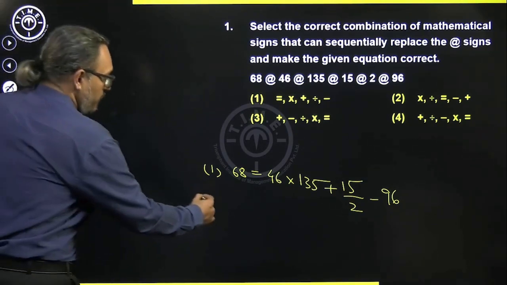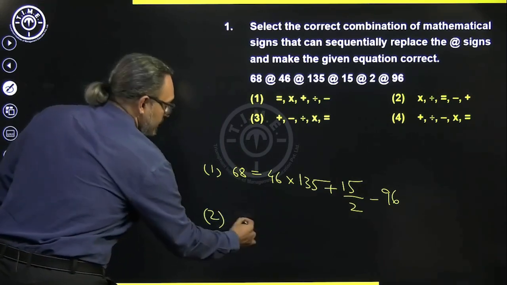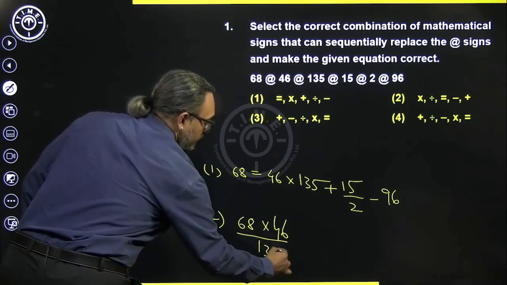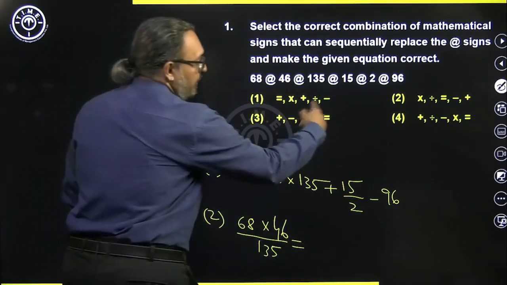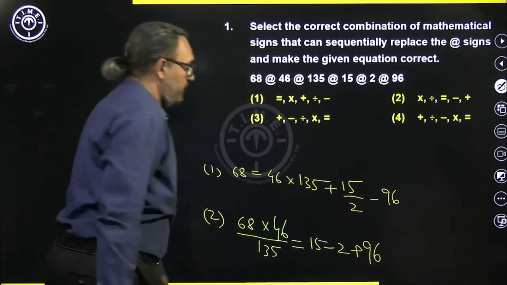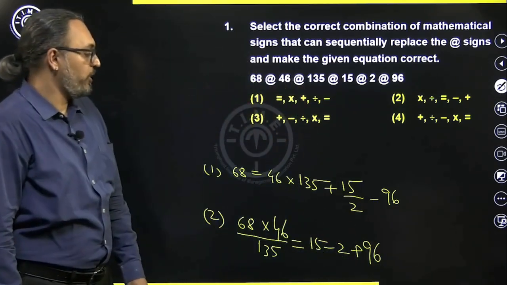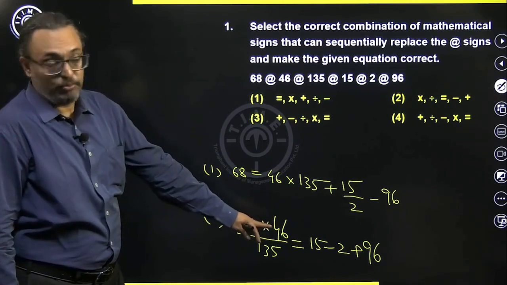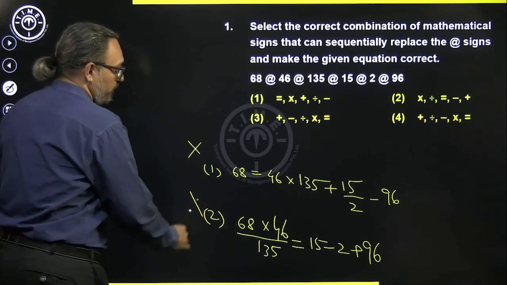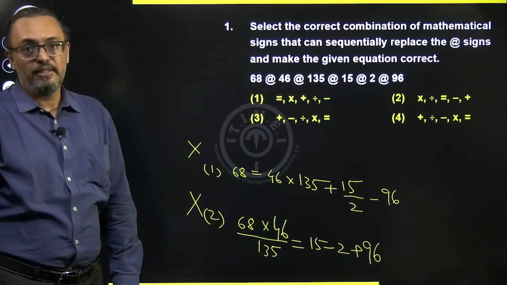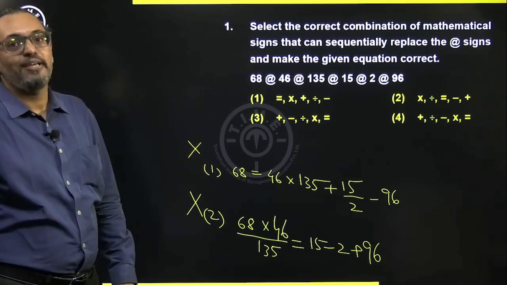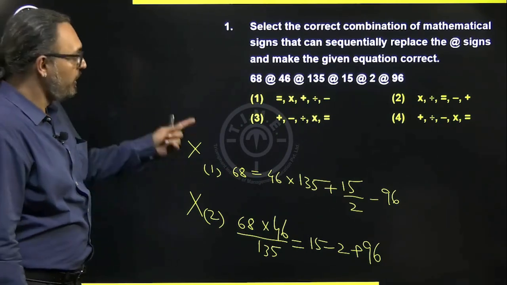Now when I look at the second option, you have 68 into 46 divided by 135, equals to, then you have 15 minus 2 plus 96. Now obviously 15 plus 96 you are going to get 111. 111 minus 2 is 109. So then obviously you are not going to get the answer. So neither 1 nor 2 will work. Are you following the point? Like this you can take an approximation and see if this is going to work or not. You don't need to actually calculate the values. Now let's see the next one.